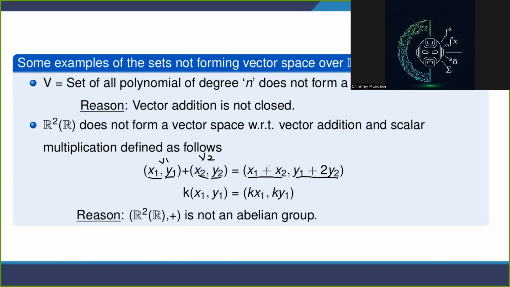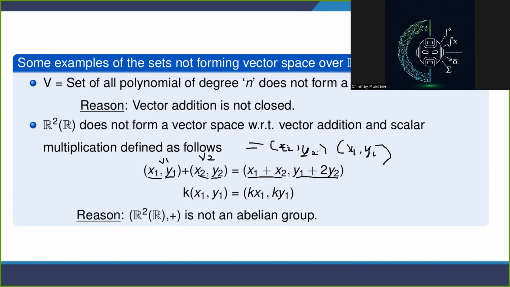But let's say this happens by some virtue of a law, that if you add these two vectors, there will be x1 plus x2, where the first components are added simply, and the second is y1 plus 2y2. If you reverse it, if you do the commutative thing, then what do you get? If I just reverse it, I'll get x2 comma y2, and you will get x1 comma y1.